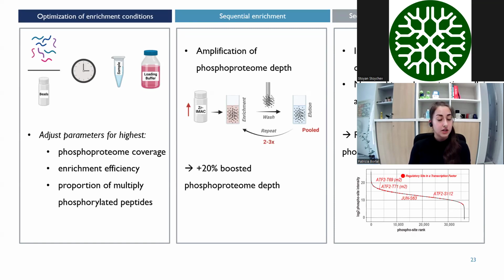And we suggest to use a sequential enrichment approach with pooled eluates with 2 to 3 rounds of sequential enrichment and increasing bead volumes to get this advantage of sequential enrichment without sacrificing MS measurement time and complicating the subsequent data analysis. And this can give up to 20% boosted phosphoproteome depth. And regarding our evaluation on the Orbitrap Astral, we were able to increase the phosphopeptide coverage up to 2 times without the need to scale up our starting cell amounts. And we were happy to see here that with this workflow, we can achieve repeatable deep phosphoproteomes.